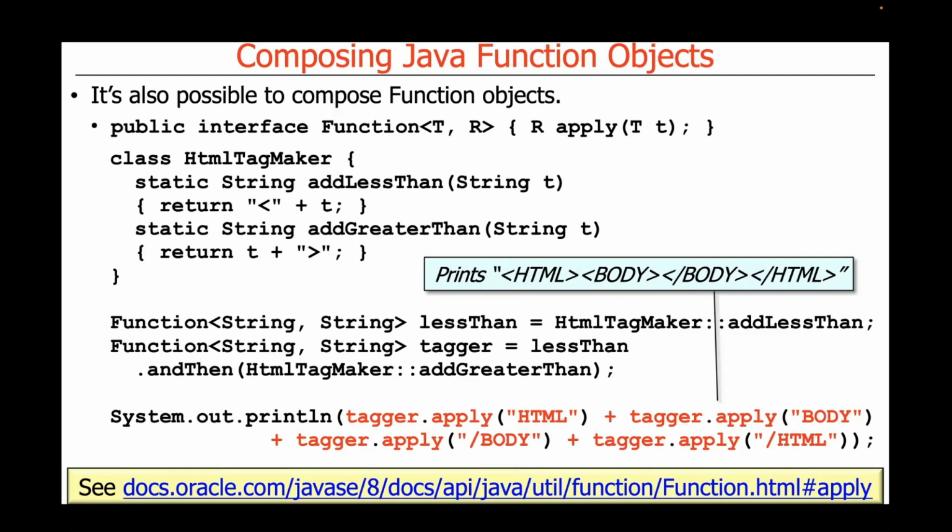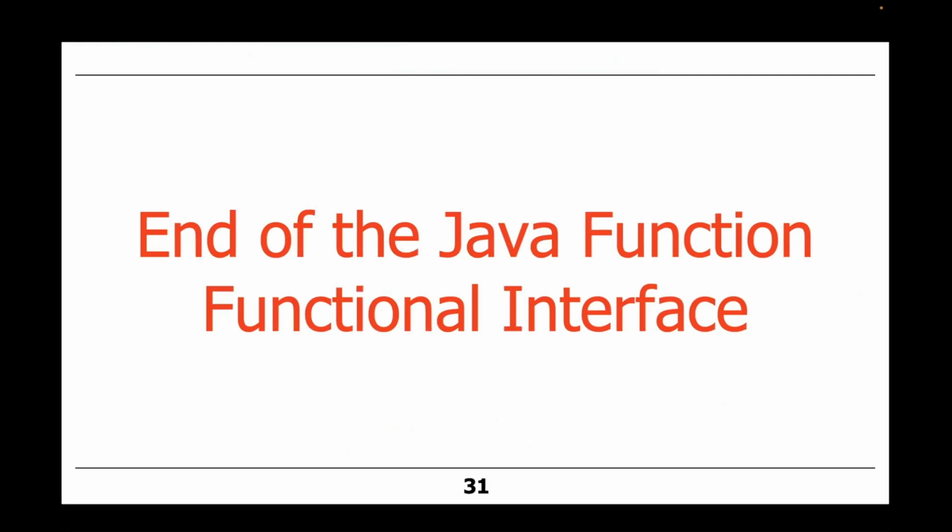Just a fun little example, nothing too profound, but just demonstrating how you can compose function objects together in a realistic way. And you're welcome to play around with that code as you see fit, to modify it in ways that you may want. So that's the end of the overview of the Java Function functional interface.